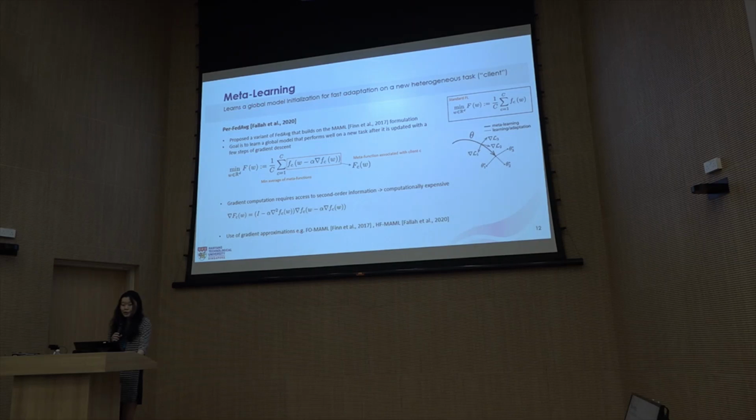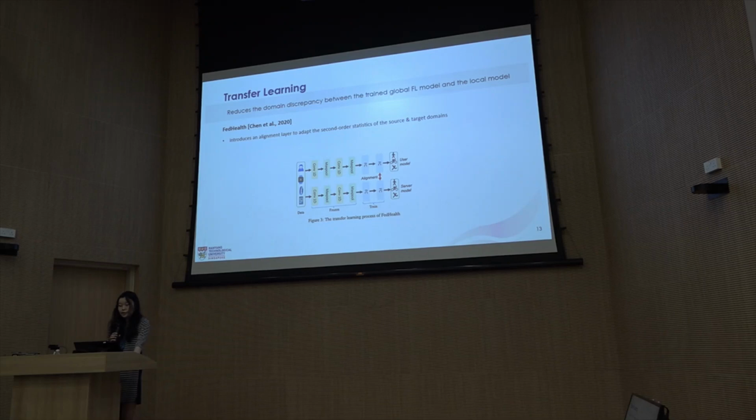But this can be quite a computationally expensive process because the computation of these gradients will require access to second order information. And so commonly for meta learning, they make use of gradient approximations to reduce the computation cost. And next, transfer learning can help to improve the adaptation of the global model to local model. And there are a few works in the healthcare setting that use a similar approach to achieve this.